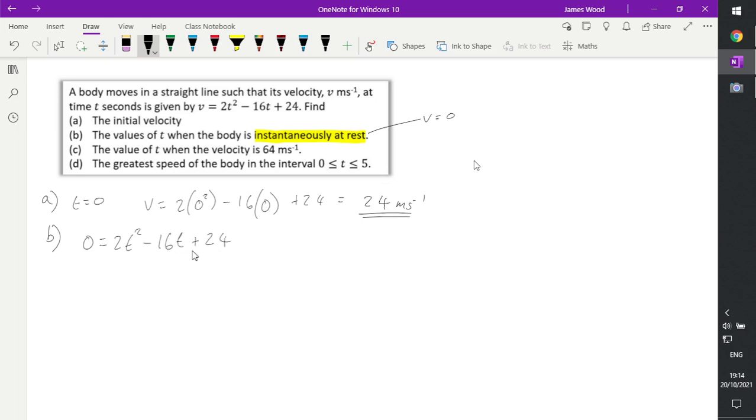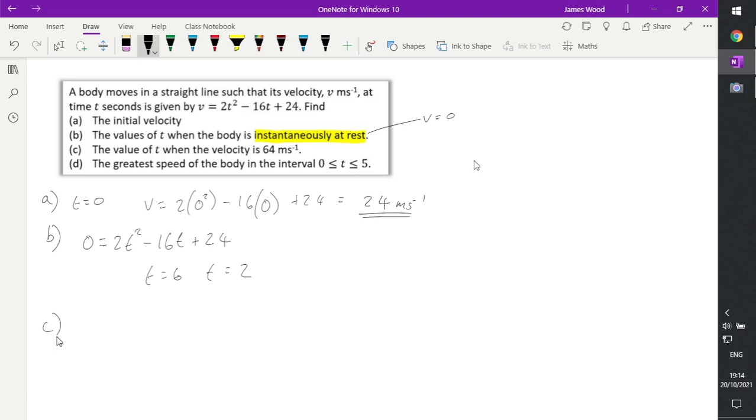Okay, and that's just a quadratic to solve. And you can solve that using whatever method you like. I'm just going to put it into my calculator. So my 2 times are t equals 6 and t equals 2. Those would be the 2 points in time.